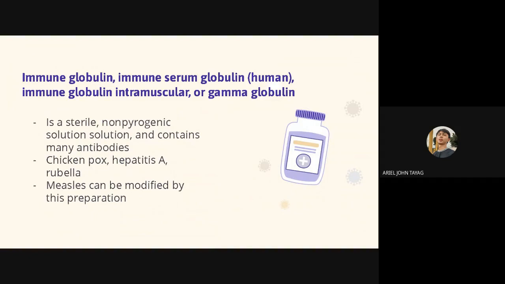So we have here the immune globulin, immune serum globulin human, immune globulin intramuscular or gamma globulin. It is a sterile non-pyrogenic solution of globulins and contains many antibodies normally present in adult human blood. Immune globulin has some prophylactic value against chickenpox, hepatitis A, and rubella. In many instances, serum globulin offers no benefit after onset of disease symptoms. However, measles can be modified by this preparation.